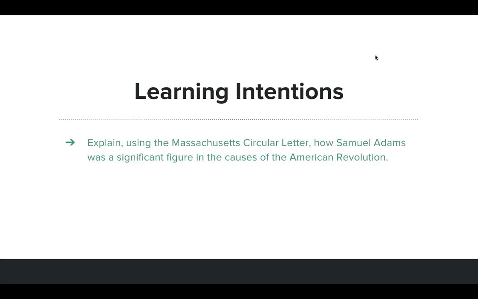Today, we're going to look at the circular letter, and you want to be able to explain using the Massachusetts circular letter how Samuel Adams was a significant figure in the causes of the American Revolution. Just to say again, Sam Adams is an important figure in this whole narrative. He's a part of your key knowledge, and you must know who he is. So pay attention today. A suggested reading for this is page 91 to 92 of your textbook. So not very long, but it will give you a little bit more insight into what we're talking about today.